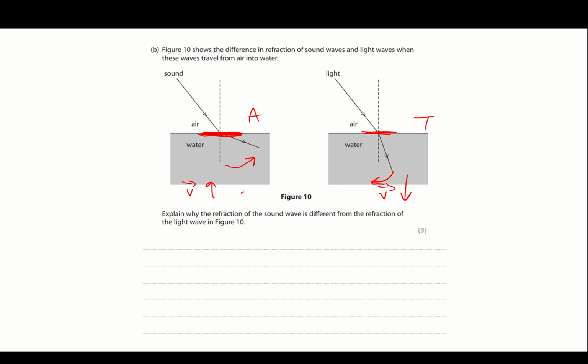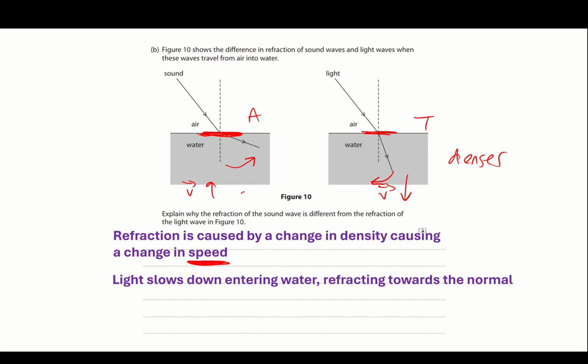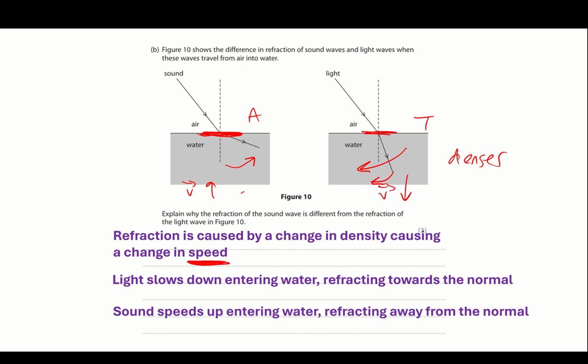This one's because the sound speeds up in the more dense medium, and the light slows down in the more dense medium. So we've got those basic ideas there. So refraction is caused by changing density, causing a change in speed, and that was in the mark scheme. So in both of them, they're having their speed changed. Light slows down entering water, so it refracts towards the normal. Sound speeds up entering the water, refracting away from the normal. Quite a tricky question, actually. It's a nice question, but it's not particularly easy.